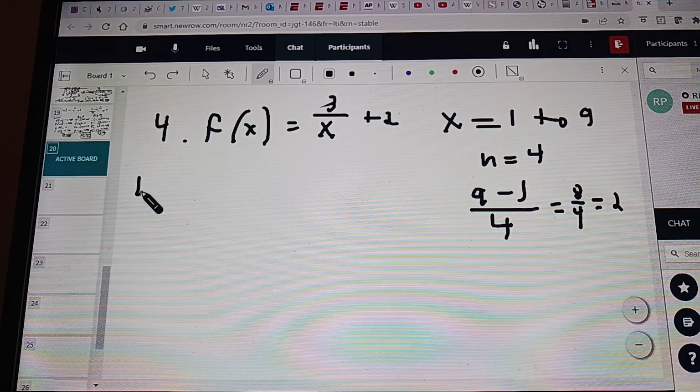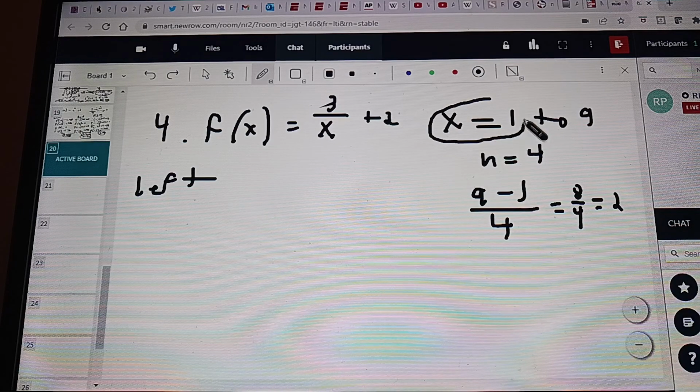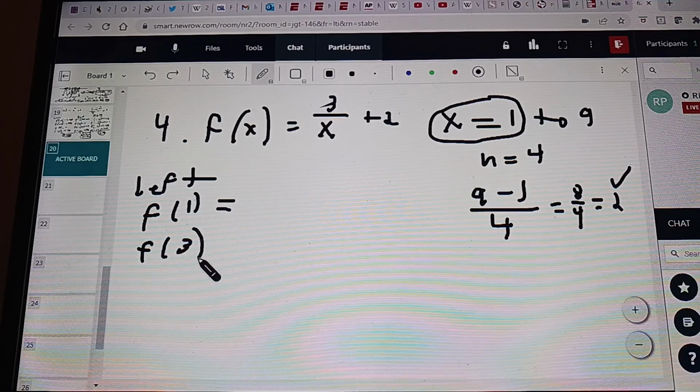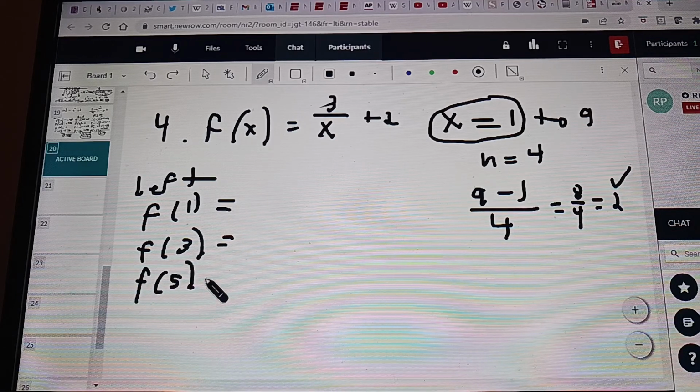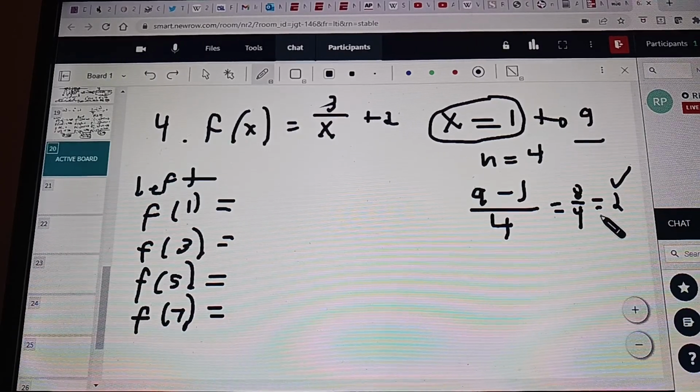Okay, so for the left endpoints, you're going to start at the left endpoint here of 1. So I'm going to do f of 1, but then you have to go by 2s, so add 2 to that and you'll get f of 3. Add 2, f of 5. Add 2, f of 7. There's your 4 calculations. And you don't make it to 9 because you're doing the left endpoints.